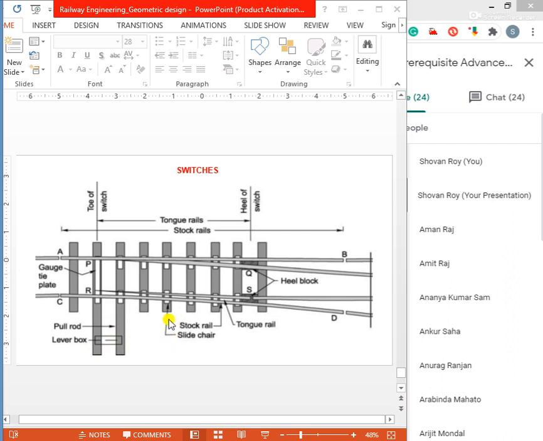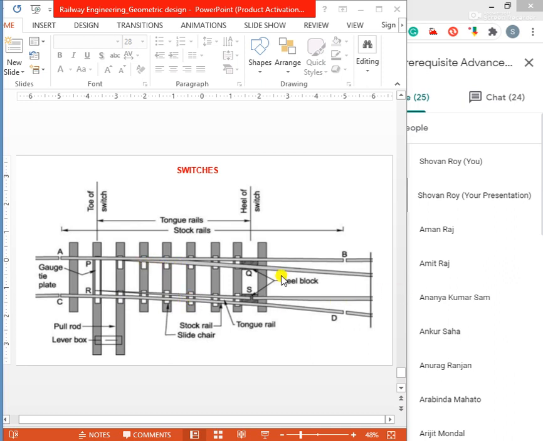The tongue rails are machined to a very thin section to obtain a snug fit with the stock rail. Normally these sharp faces are made with some machines, some arrangement in railway engineering sections. They have some machine vehicles to make these tongue rails very sharp, very narrow.